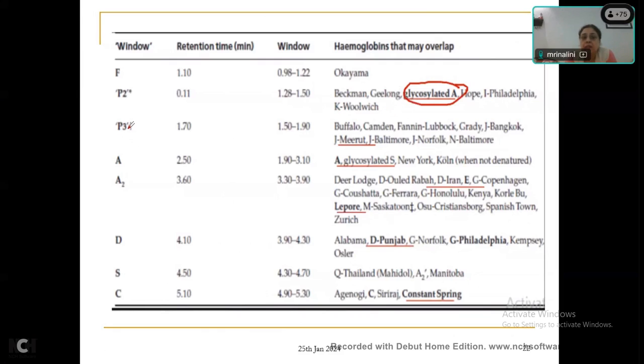Then in the P3 window also you have so many hemoglobins which elute, and one of the most important ones in India is J-Meerut. So this is how, when you get acquainted with all these, you will be able to put it into your practice. You should remember and try to fit it into your HPLCs when you are trying to make a diagnosis.